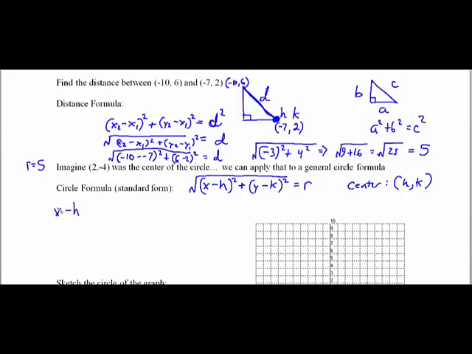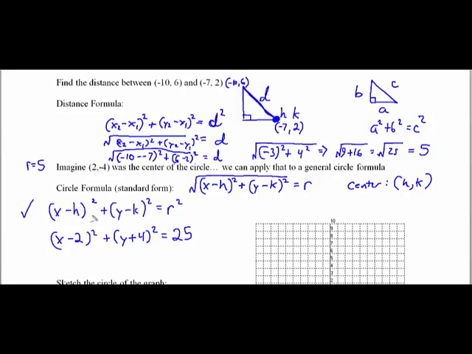So this is what you would normally see: x minus h quantity squared plus y minus k quantity squared is equal to r squared. This is the general form for a circle. So if we were actually looking at a circle with the center at 2 comma negative 4, this would be x minus 2 squared plus y plus 4 squared equals, now here we have a radius of 5. We're assuming the radius is 5 from the previous example. This would then be 25.